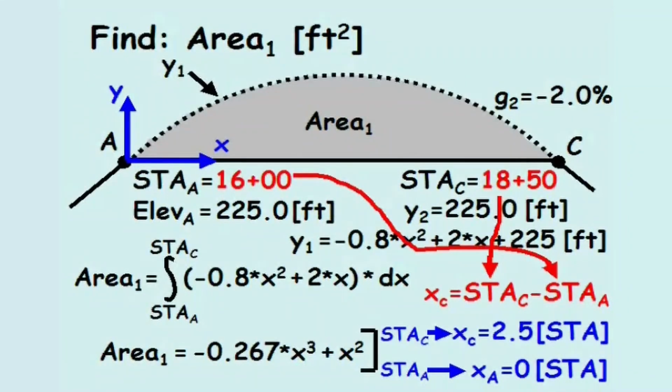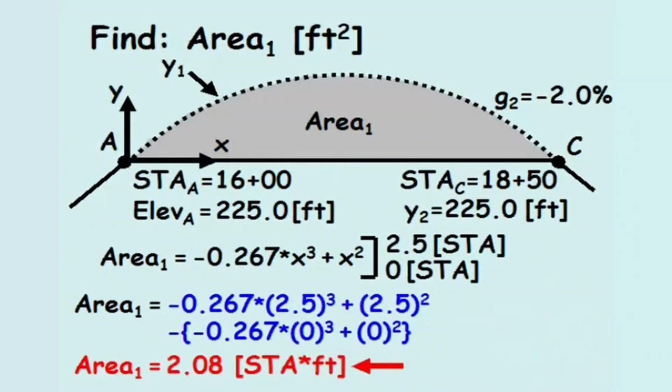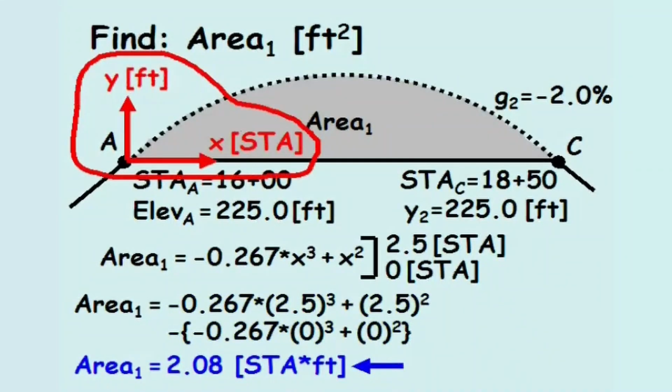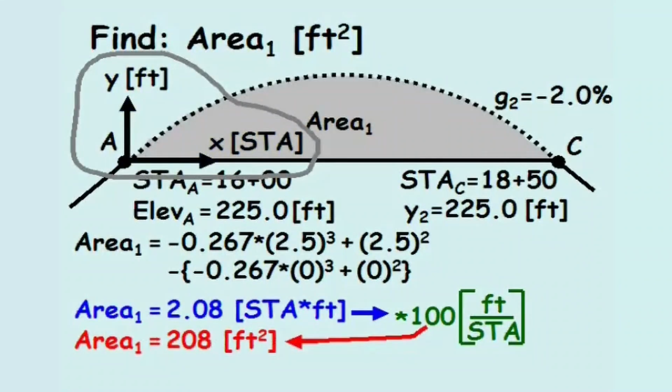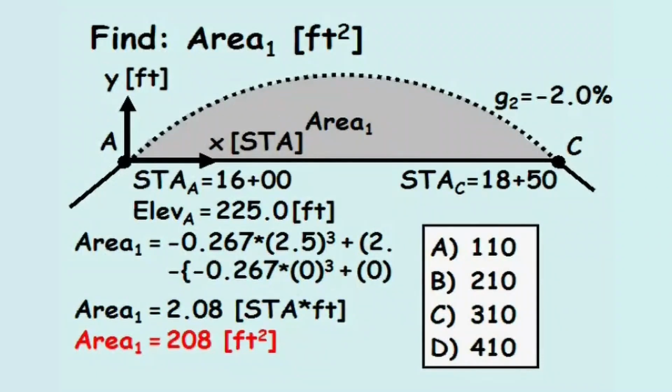Evaluating the expression for area 1, we get area 1 equals 2.08 station feet. The units are in station feet because when evaluating the integral, the x term is in units of stations and the y term is in units of feet. Multiplying this area by a unit conversion factor of 100 feet per station, area 1 equals 208 square feet. When reviewing the possible solutions, the answer is B.